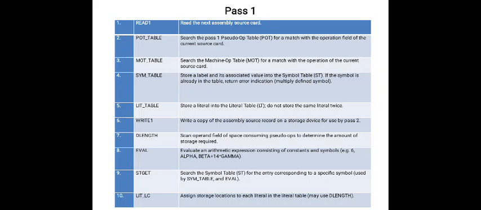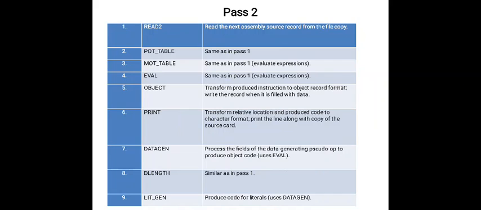Similarly, next let us see the sample functions which are needed in our pass2. Here you have some similarity when compared to your pass1. The first function is read2. This is going to read the next assembly source record from the file copy. Pot_table does the same as in pass1. Then MOT table is also the same as in pass1, and it is also used during evaluating expressions. Eval also does the same thing it does in your pass1.